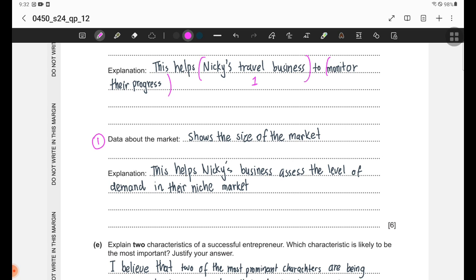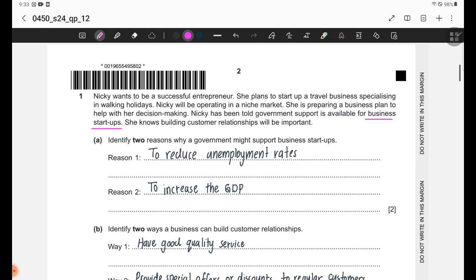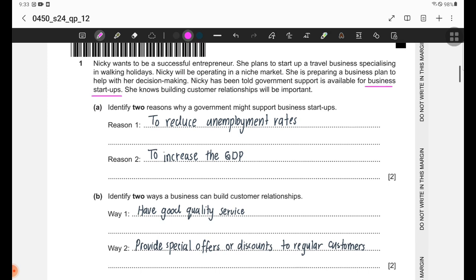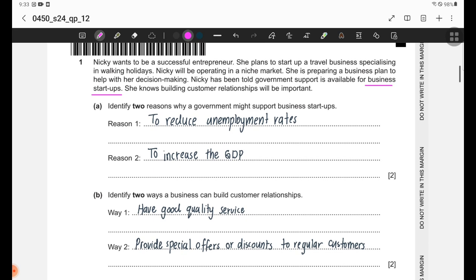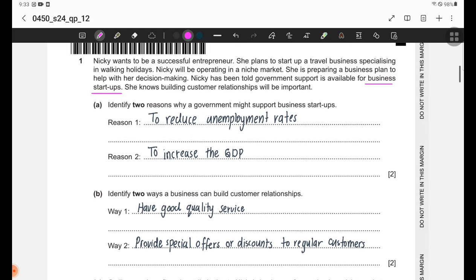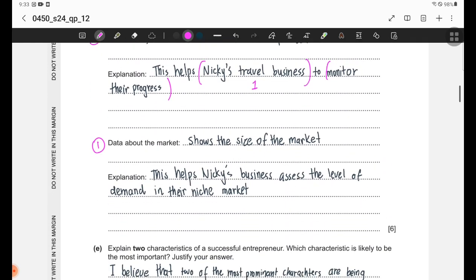So for the data about the market, this could show many things, but I believe the most obvious would be showing the size of the market. Or you can also write information about the target market. And in this case, the target market is an application when you mention it, like I said here. I'm not sure if it's mentioned, but they would say it is an application, because again, she is pursuing her business in a niche market, so I believe that should be an application. But anyways, let's just move on.